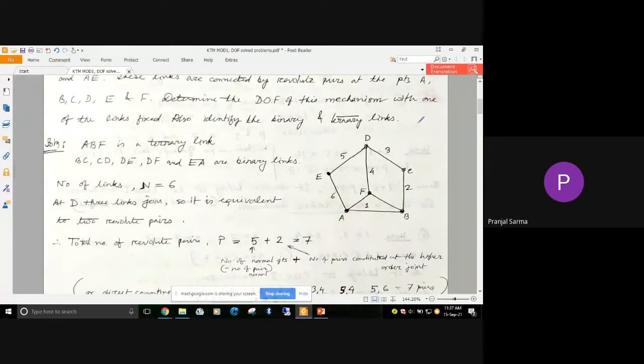So now let's consider, if we don't have any confusion. Suppose we have been given this problem, and you need to identify the different links and pairs, and find out the degree of freedom of the mechanism.